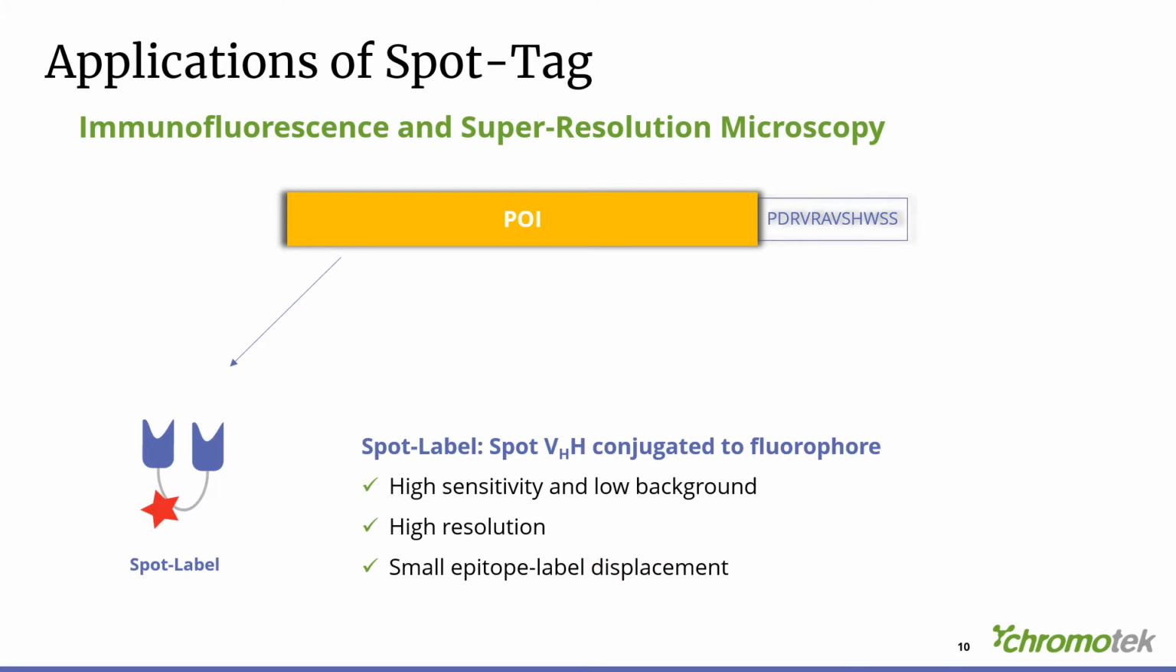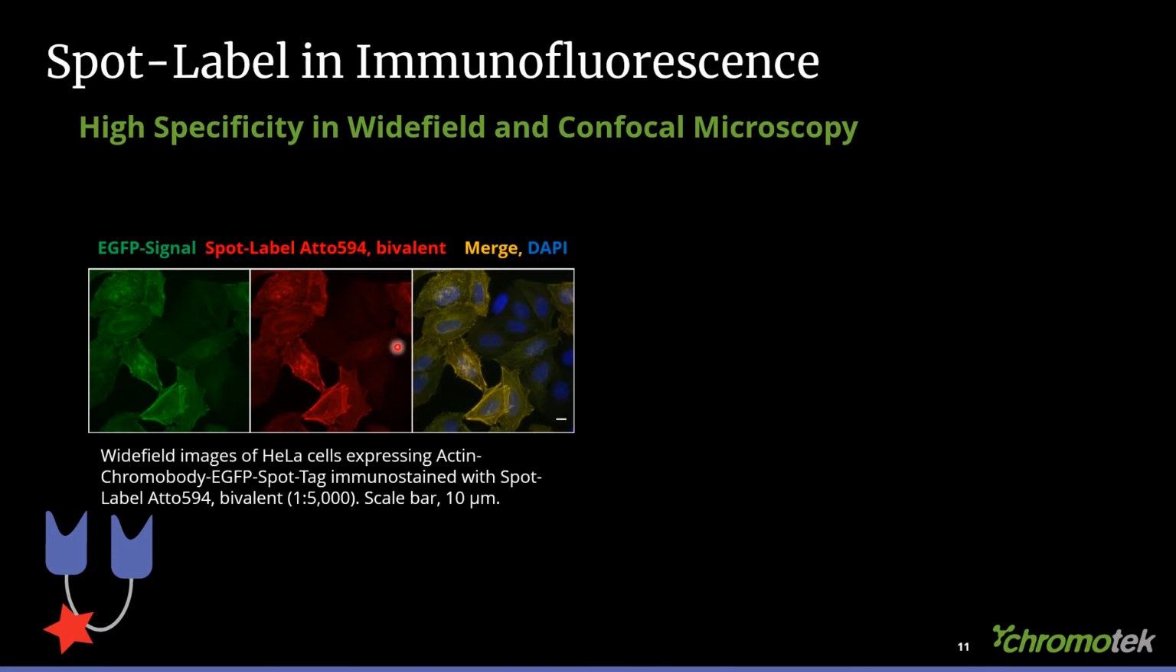How does it look? Here we have the Spot-Label of HeLa cells that are expressing an actin chromobody. What you can see here is a control signal of EGFP. Here we have the Spot-Label labeling the actin, and here we have the merge of the EGFP signal and the Spot signal of the actin of HeLa cells counterstained with DAPI and merged.